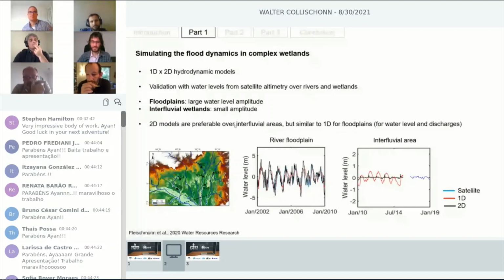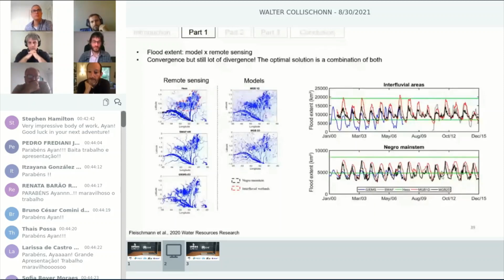So it's very clear that in floodplains there is a very large water level amplitude across the year, while in interfluvial wetlands it's much smaller, of less than 1 meter the amplitude. And what we saw later is that the 1D and the 2D models are capable of simulating the river floodplain dynamics, but only the 2D model is capable of simulating this small water level amplitude. And this, together with other reasons, made us understand that 2D models are indeed preferable over the interfluvial areas, but not over the floodplains.